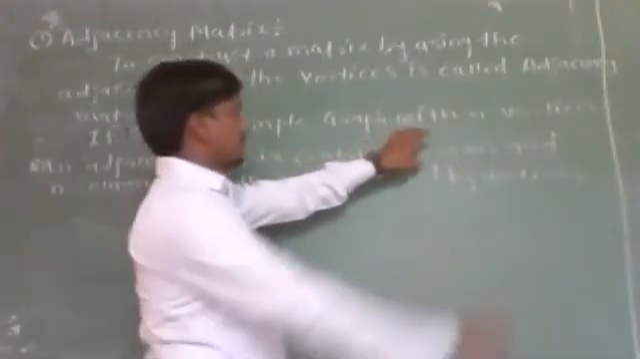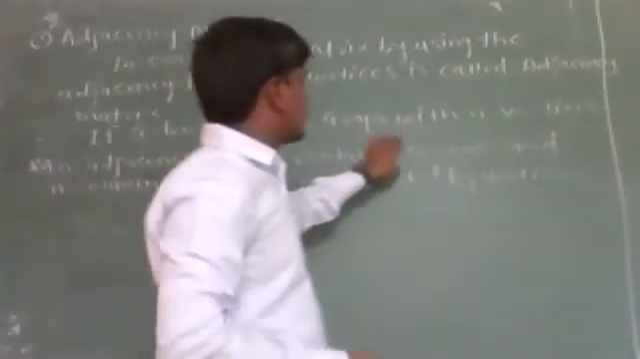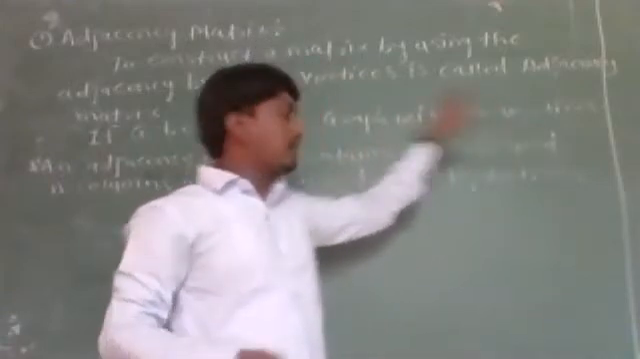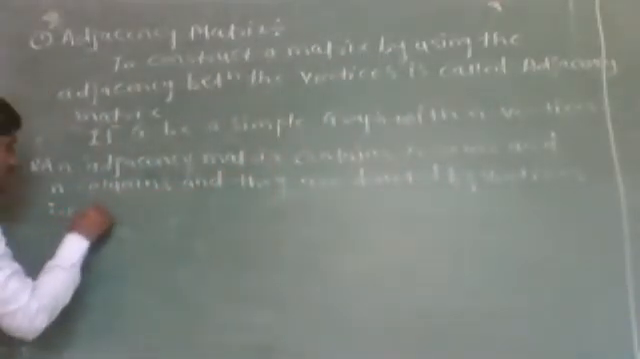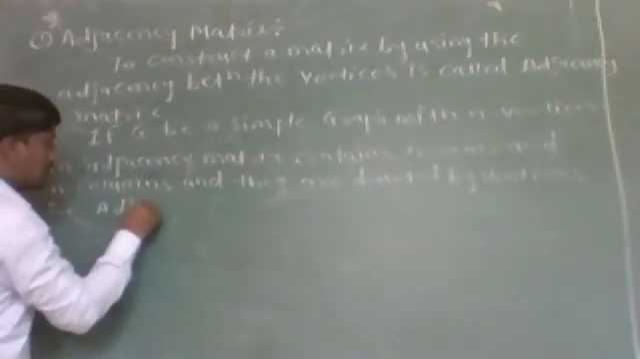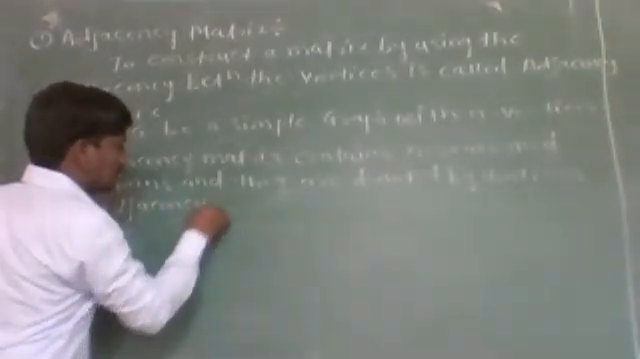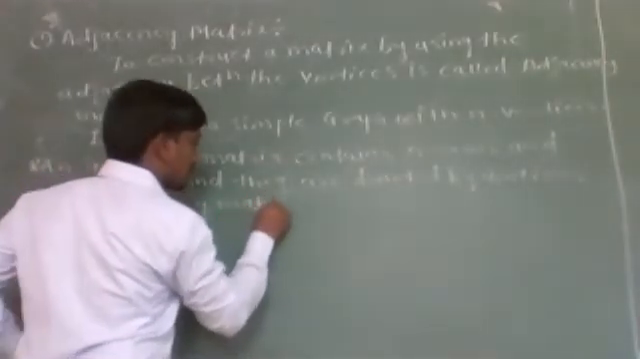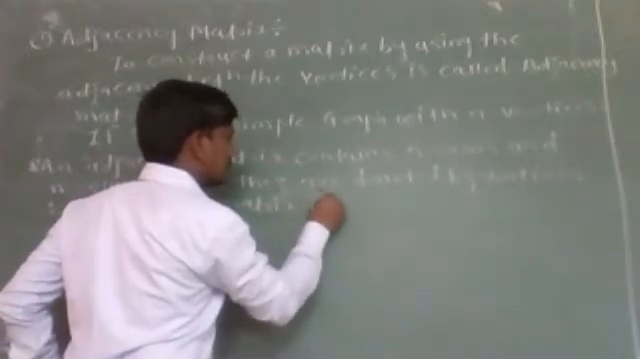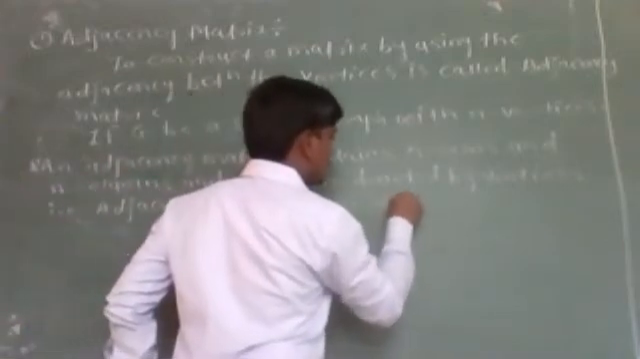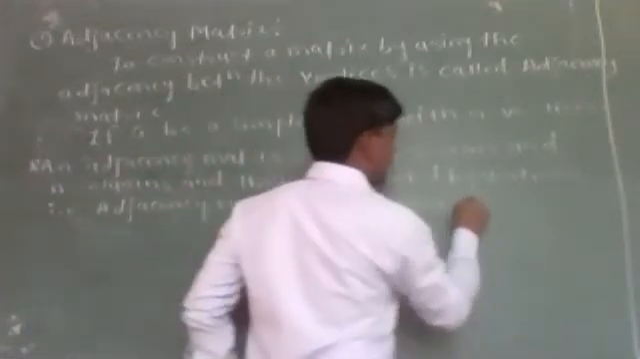As the matrix contains n rows and n columns, then the matrix must be a square matrix. That is, an adjacency matrix is a square matrix.